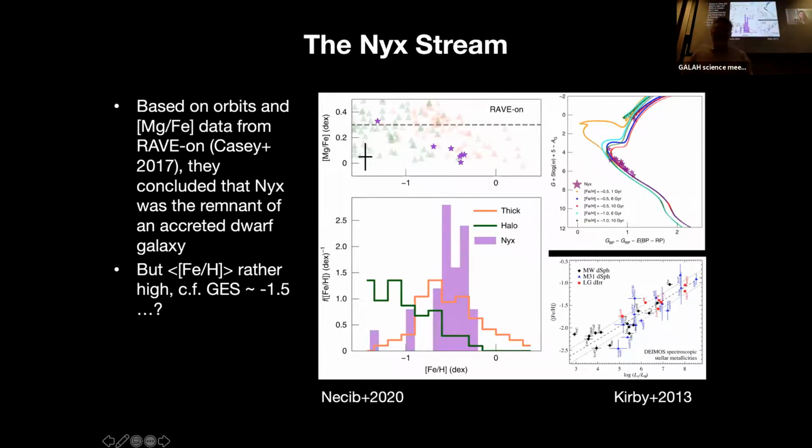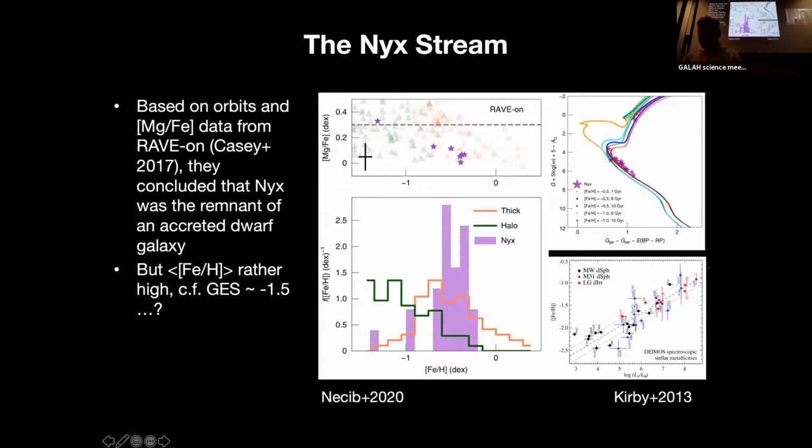Now, one of the strange things about it was that the mean Fe/H was around minus 0.5, which is pretty high. For example, Gaia Enceladus, a major accretion event, is around minus 1.5. And if you look at this plot from Kirby looking at the dwarf galaxies, minus 0.5 is practically off the scale. You're talking like Large Magellanic Cloud, again looking at the luminosity-metallicity relation for dwarf galaxies. So that seems a bit odd.